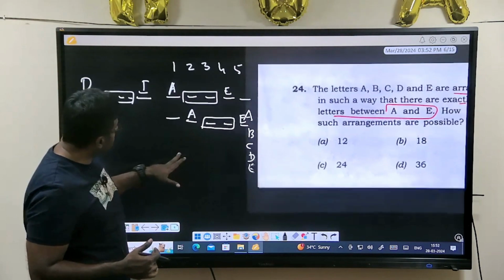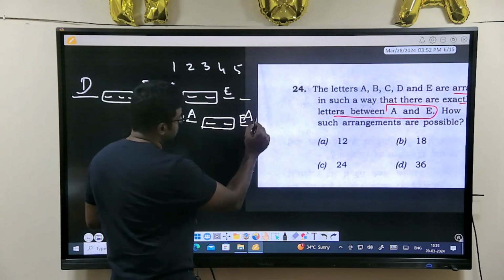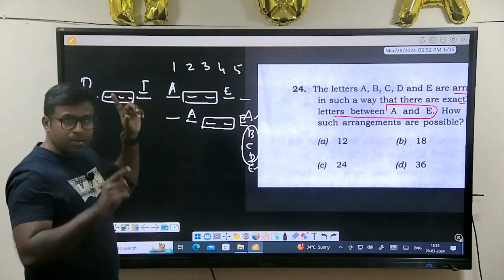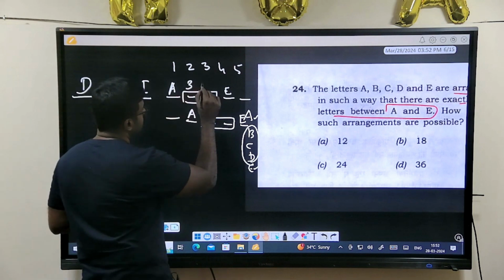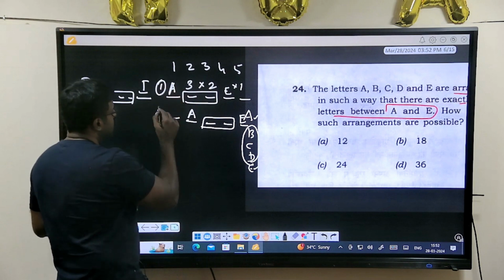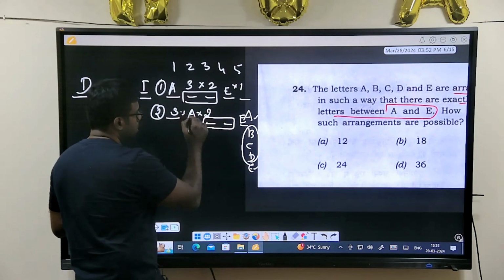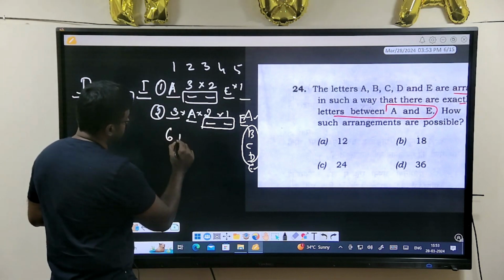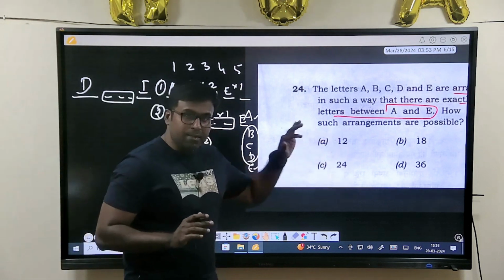Now look at this, A and E. How many letters are left out? This is taken, this is taken. 3 more letters. Same way as in the Delhi question we discussed, 3 letters are left out. So you have 3 into 2 into 1. This is one possibility. The second possibility is again, here you can fill with 3, here with 2, here with 1. So 2 possibilities exist where it is 6 plus 6, which is 12. But now the answer is not 12.